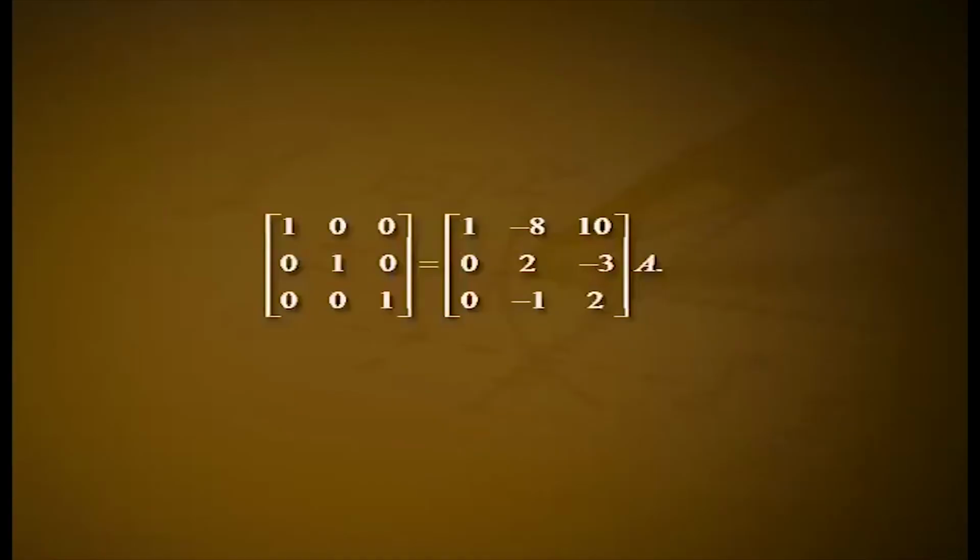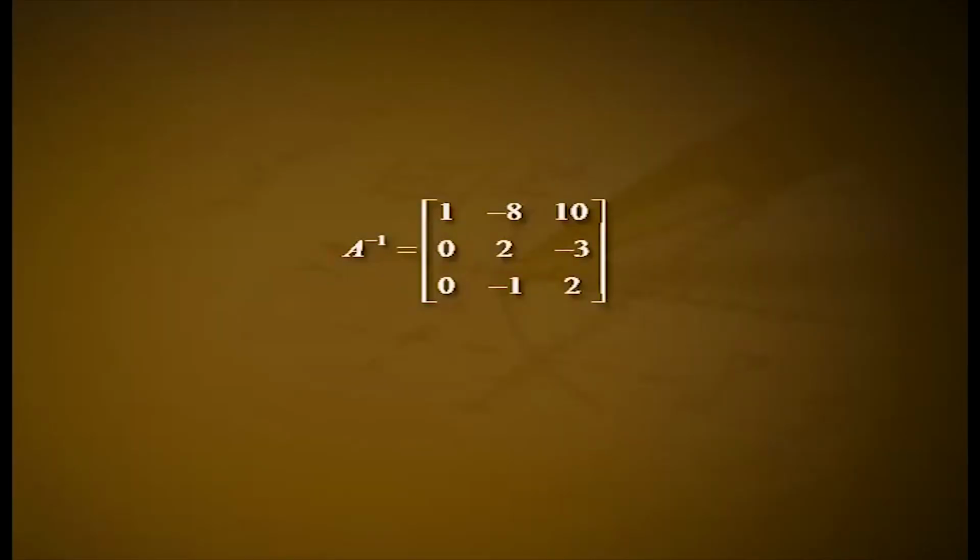Performing R13 5, R23 minus 3 by 2, matrix [1, 0, 0; 0, 1, 0; 0, 0, 1], which is equal to the matrix [1, minus 8, 10; 0, 2, minus 3; 0, minus 1, 2] A. Hence, A inverse is equal to [1, minus 8, 10; 0, 2, minus 3; 0, minus 1, 2].